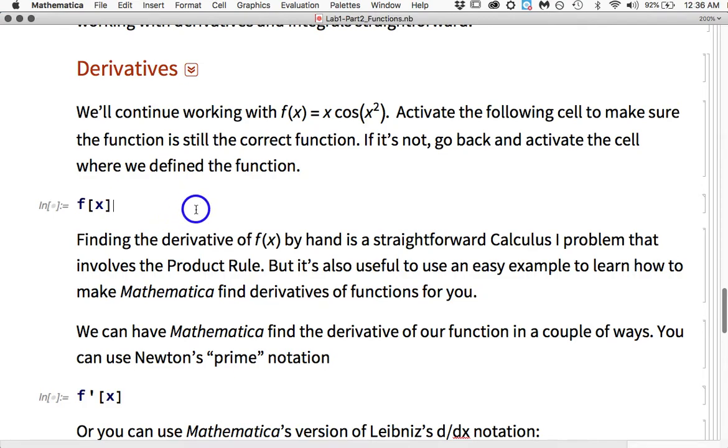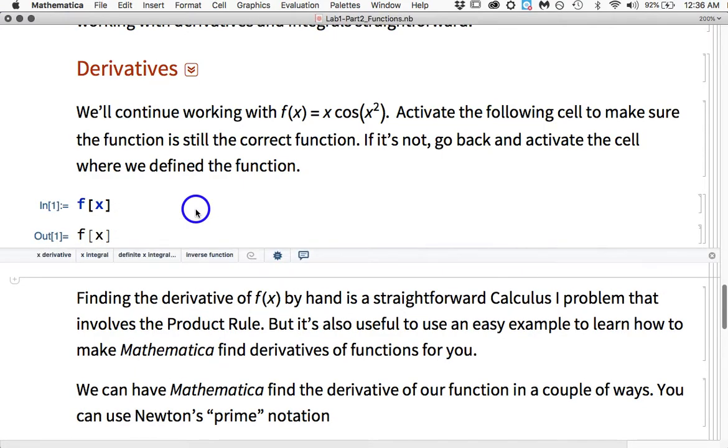So I put the cursor in that cell and I activate, and lo and behold, bad things happen. It shouldn't be saying f of x, it should be saying x cosine of x squared. When Mathematica does this, that means Mathematica has no idea what function you're talking about. And the most common cause of that is that you quit Mathematica and you're now starting to work afresh. And Mathematica does not remember everything from the previous session.